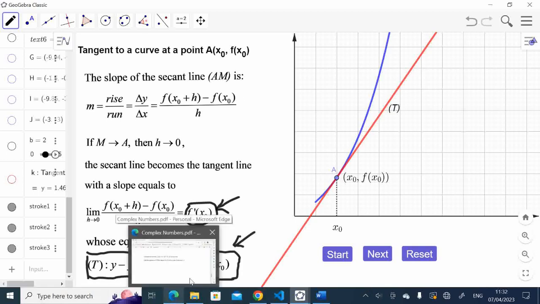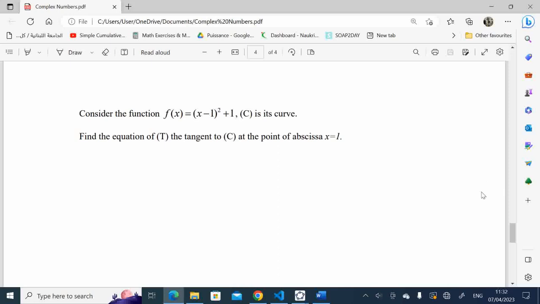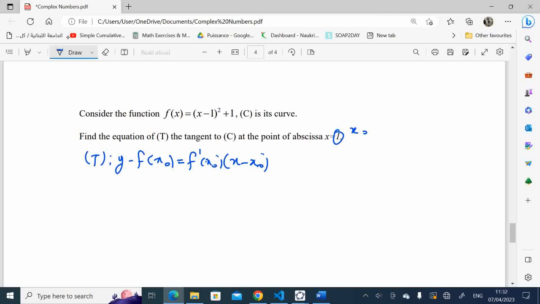If I go to this question here, they say: consider the function f of x equals (x minus 1) squared plus 1. C is its curve. Find the equation of t, the tangent to C at the point of abscissa 1. So 1 is x0. According to the rule, what is the equation of the tangent? The equation of the tangent is y minus f of x0 equals f prime of x0 times x minus x0.